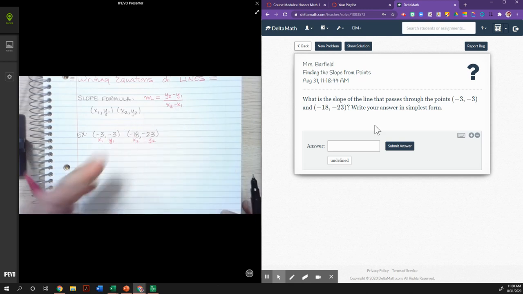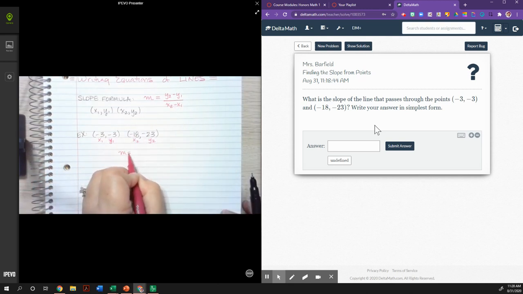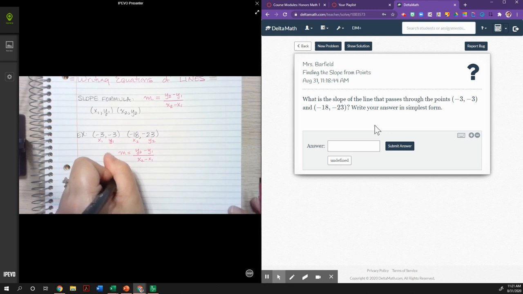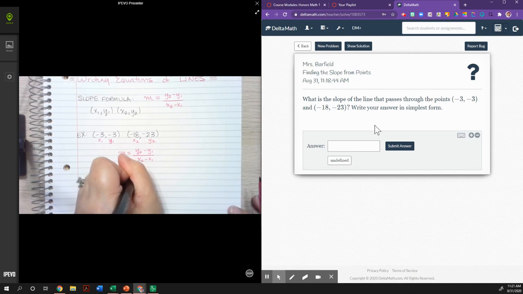Okay, so m equals. The best way to memorize a formula is to write it down until you have it memorized, until you don't have to look up here. When you can write it down from memory, you know you have the formula memorized. All right, so m equals y2. Y2 is -23 minus y1, which is -3. Watch how I write that.